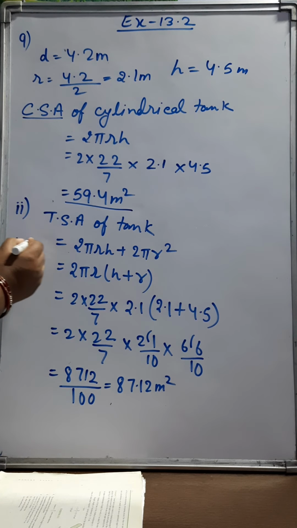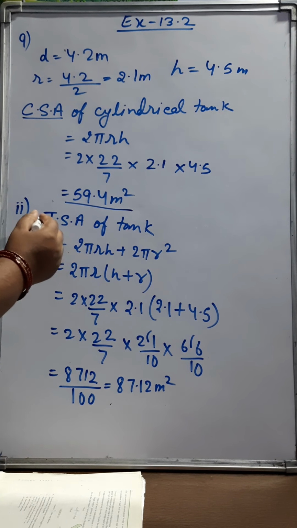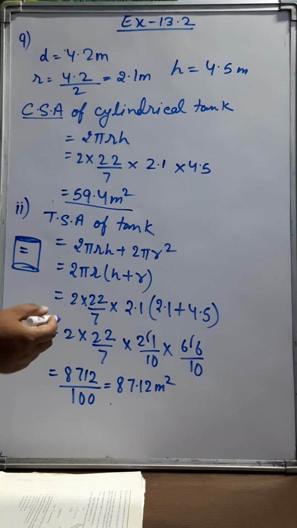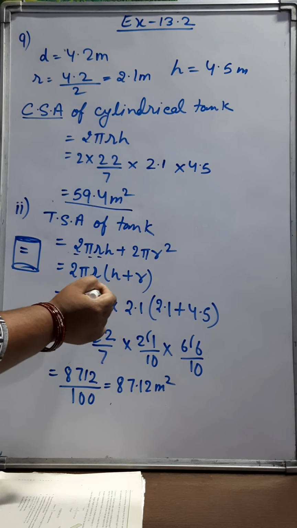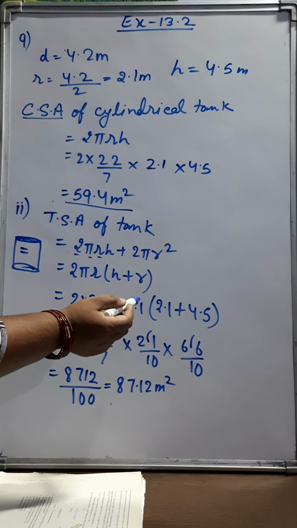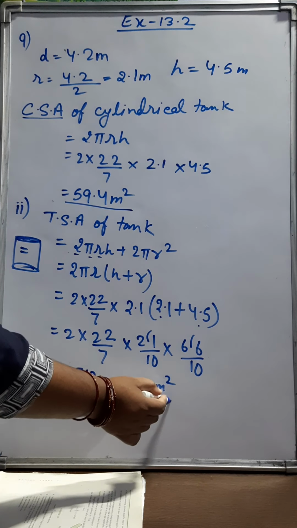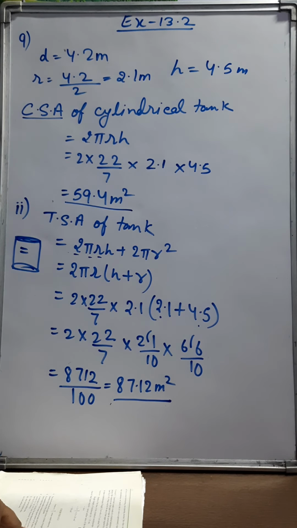Suppose we are making petrol tank with the help of steel, then definitely petrol tank is covered tank. So we have to make the top also, bottom also, and curved surface area portion also. So for calculating the total steel used to make the tank, we will calculate the total surface area of the tank, which is 2 pi RH plus 2 pi R square. 2 pi R we can take common. Inside the bracket we have H plus R. We can put the values as H 4.5 and R is 2.1. When you will calculate, you will get 87.12 meter square of sheet is required.